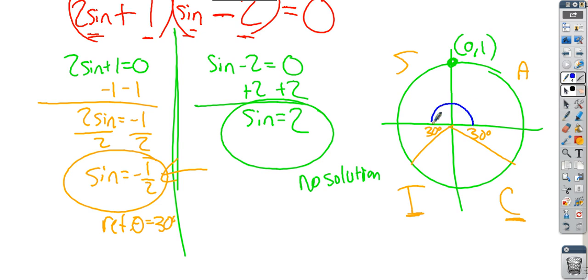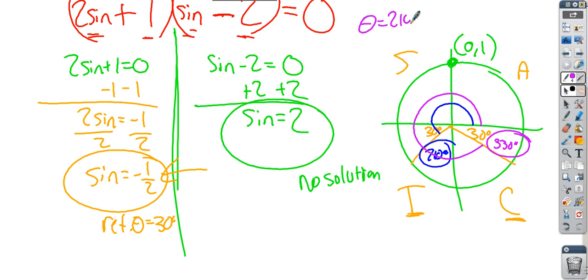So that's going to be this angle, 180 plus 30, and that's 210. And then we also need this angle right here, which is 360, except for that last 30. 360 minus 30, which is 330. So those are our two solutions right there. Theta equals 210 degrees or 330 degrees.